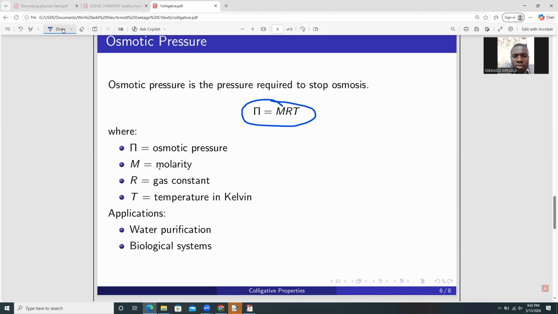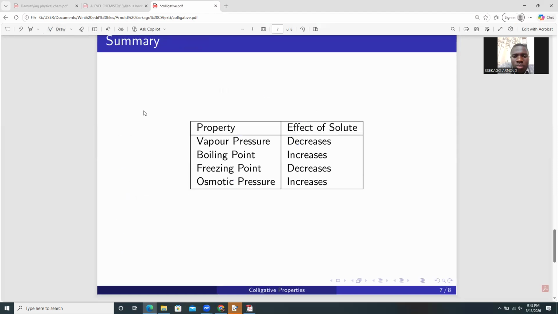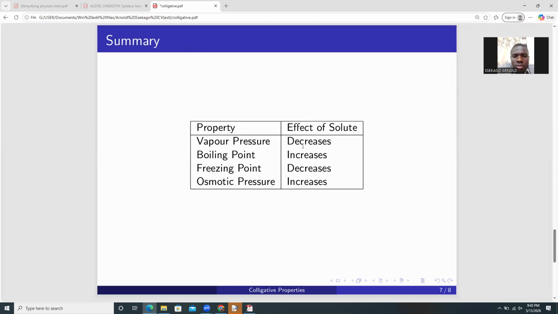So what are the key takeaways? Below is the table which summarizes those. Vapor pressure decreases, boiling point increases. We look at what happens if a solute is added to a solvent. If you add a solute to a solvent, how will the vapor pressure change? How will the boiling point change? How will the freezing point change? How will the osmotic pressure change? So vapor pressure will decrease, boiling point will increase, freezing point will decrease, and osmotic pressure will increase.